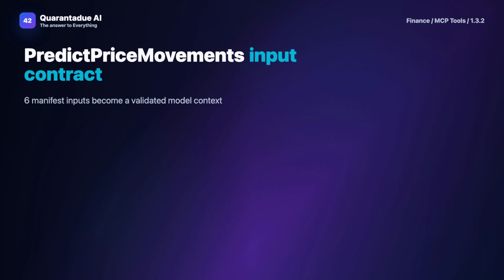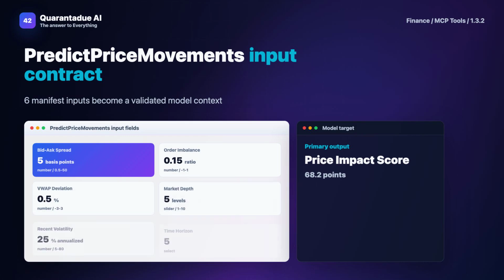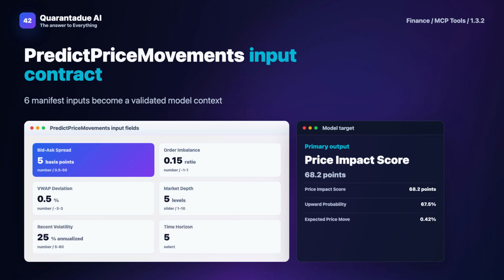Typical inputs include bid-ask spread, order imbalance, VWAP deviation, market depth, and recent volatility. Keeping these fields explicit reduces ambiguity and makes every run easier to audit.